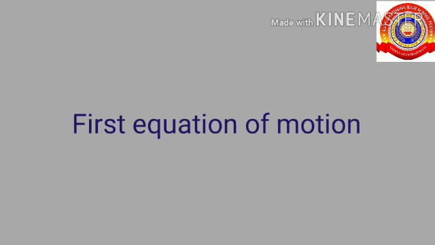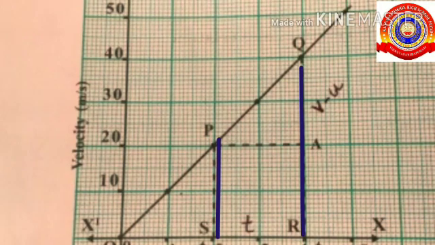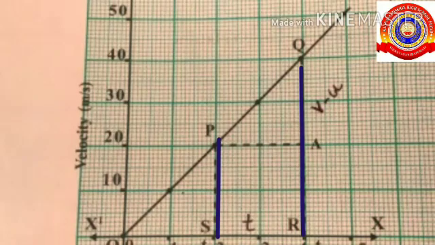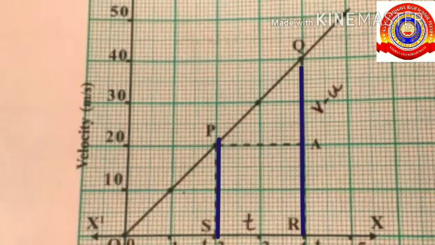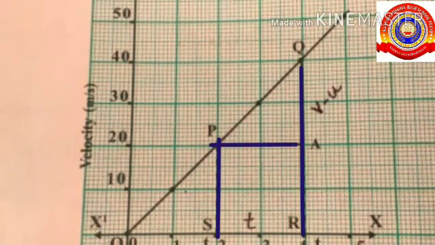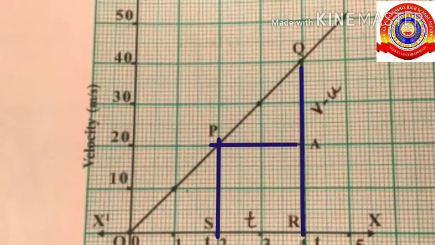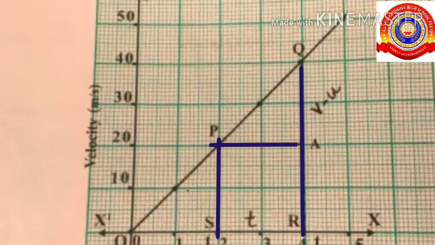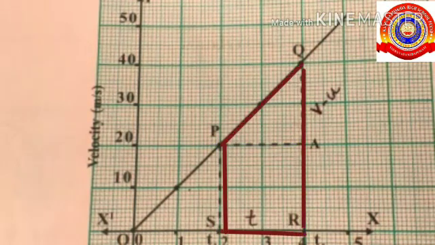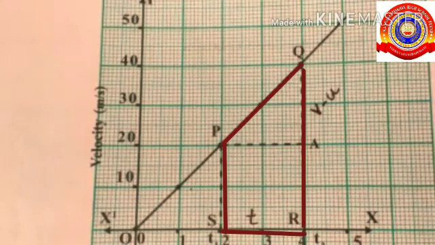For that, the velocity time graph of an object traveling with uniform acceleration is given. First, we have to draw perpendiculars from T1 and T2 to the graph. They meet at points P and Q respectively. Draw another perpendicular to QR from P. It meets at A. And here we have to consider the trapezium PQRS.